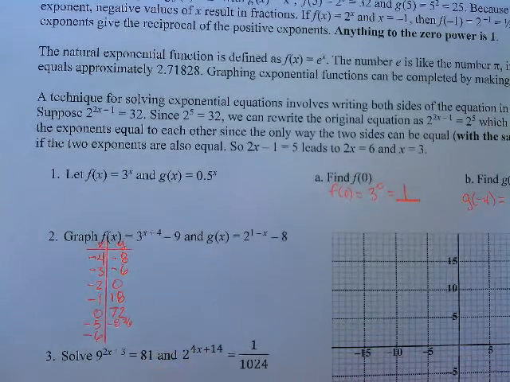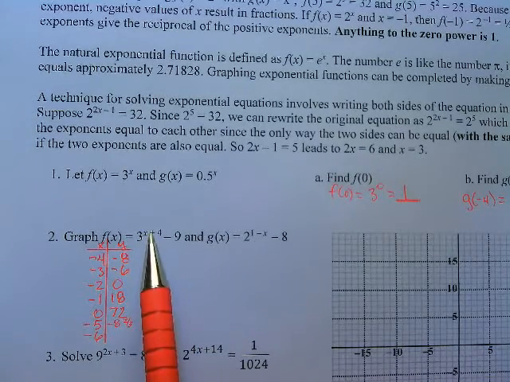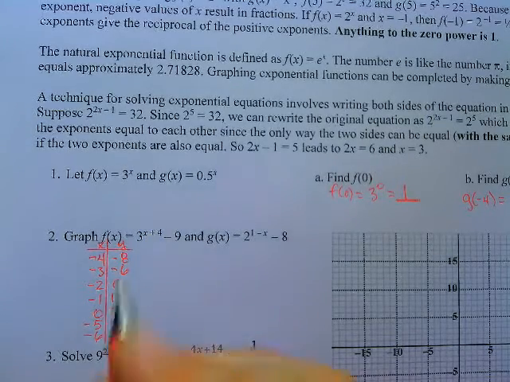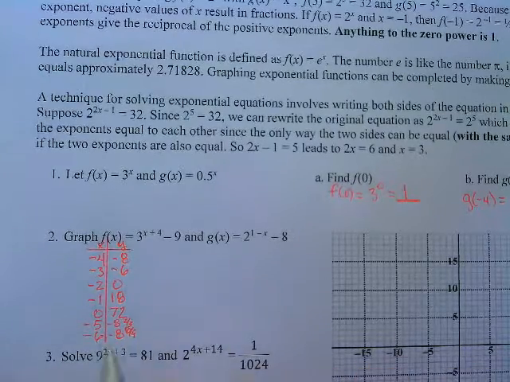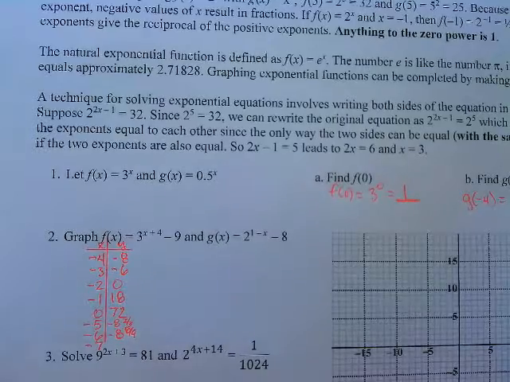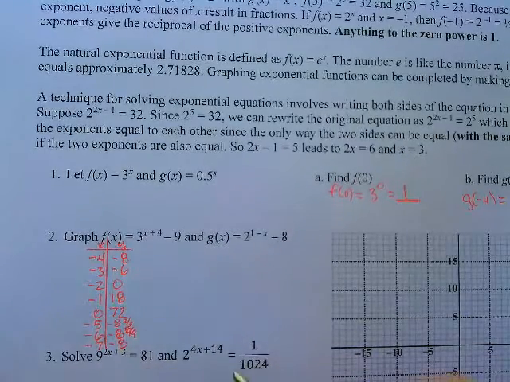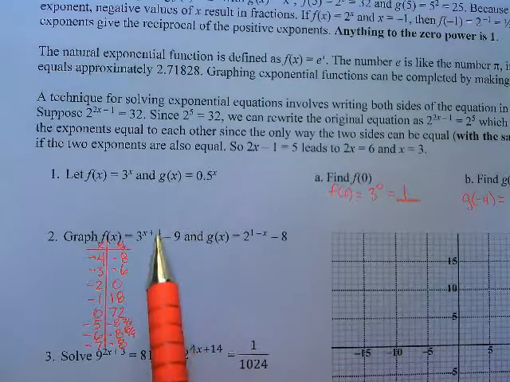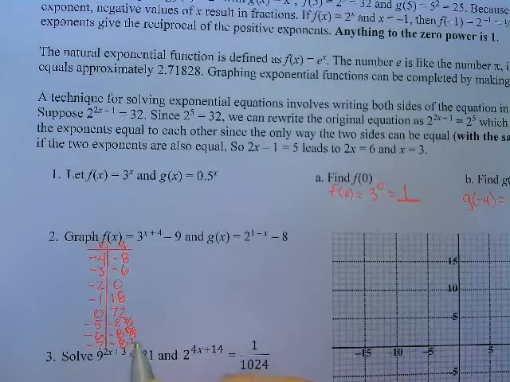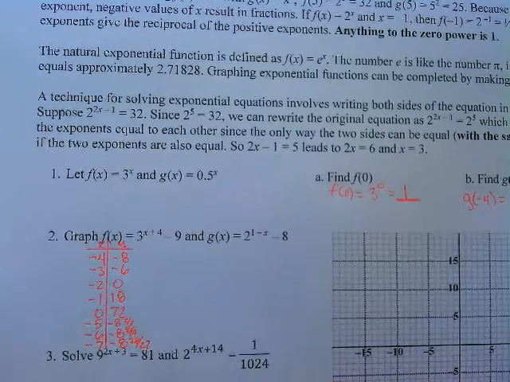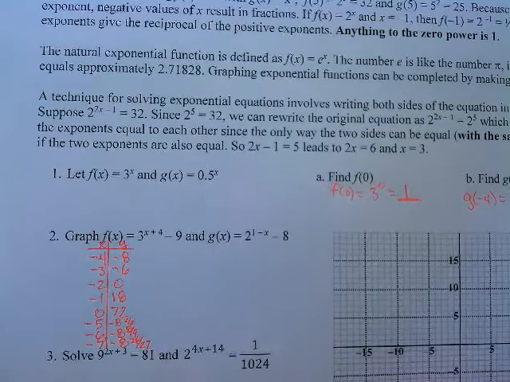At -6, so -6 plus 4 is -2. 3 to the -2 would be 1/9. 1/9 minus 9 would be -8 and 8/9. And likewise, -7 is going to give me -8. And let's see, so that's -3, that's -27, so that's -8 and 26/27. I did that instead of decimal form just so that you could kind of see the pattern there.